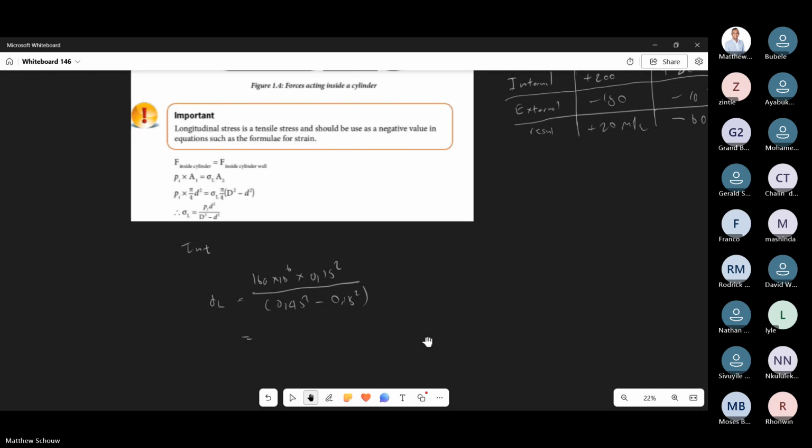It's 20 megapascals. Yes, that's what I'm getting. But why would the 160 be positive this time? You can make it negative, it doesn't matter to me. They need to be minus, yeah. You get my point now. Must I continue?